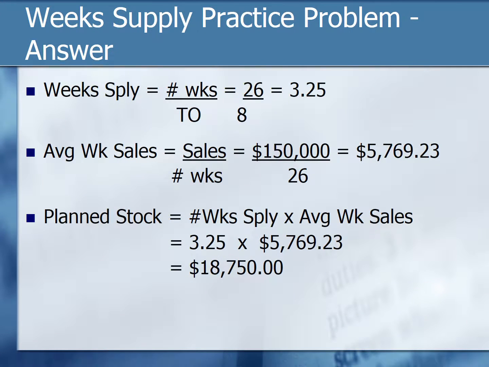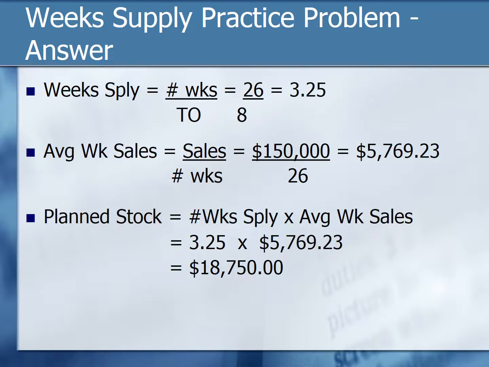So the number of weeks supply is the number of weeks over turnover. In this case, it was a seasonal turnover, so 26 over 8. 26 weeks in the season divided by the turnover of 8 gave us 3.25 as the number of weeks supply. So that means we need merchandise that can cover 3.25 weeks of sales.